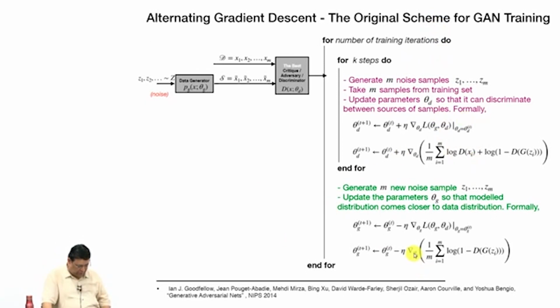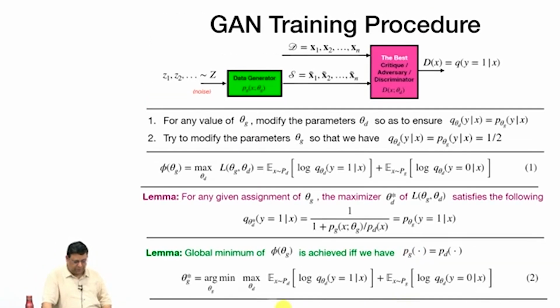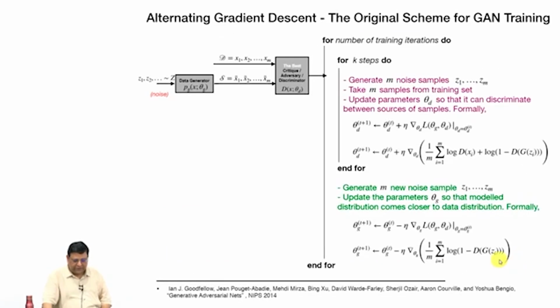Suppose you were to solve this optimization problem, the previous one. This is the complicated-looking expression, and you want to find the parameters theta g and theta d such that it is the min-max point of this function. And how do you find that min-max point? This was the algorithm proposed. This is called the 2-time scale algorithm.